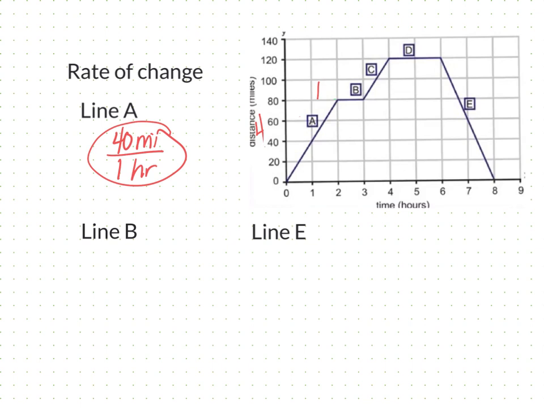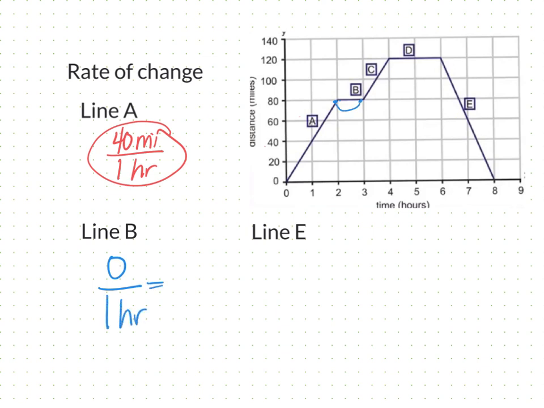Okay, let's look at line B. So line B is right here. Okay, here's line B, and we are going to do our rise. So we're going to pick this point and this point. And my rise is 0, and my run is 1 unit, which is 1 hour.